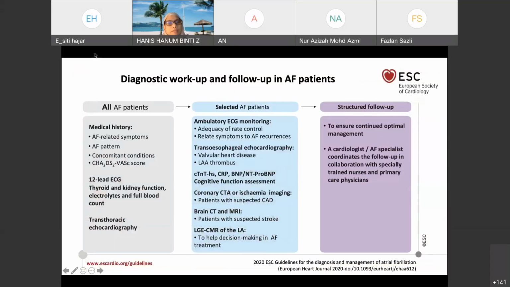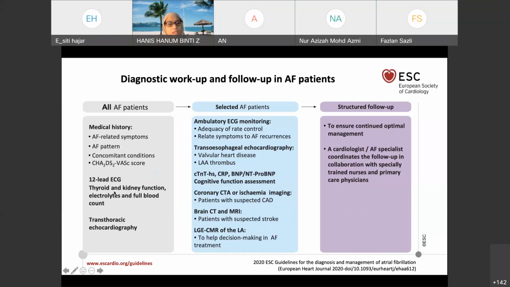So when patients have AF, of course, you need to obtain the medical history. Especially in patients with symptoms, we need to ask them how long they've had the symptoms. We need to ask what is the pattern, is it at rest or during activity. And then we need to check their concomitant conditions, whether they have underlying hypertension or is it just AF. And then we need to calculate the CHA2DS2-VASc score.